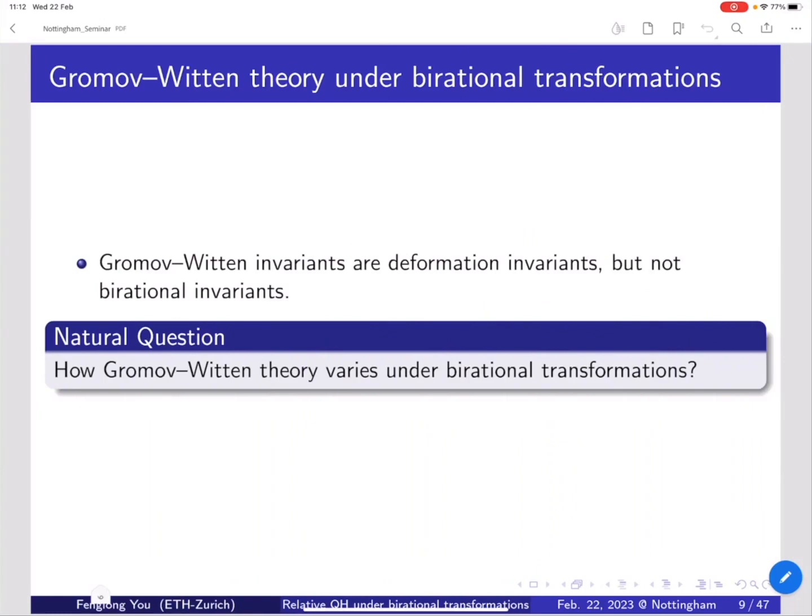One classical question in Gromov-Witten theory is how Gromov-Witten theory varies under birational transformations. Gromov-Witten invariants are deformation invariants, but they are not birational invariants. So that's a question that people have been asking for maybe 20 years.